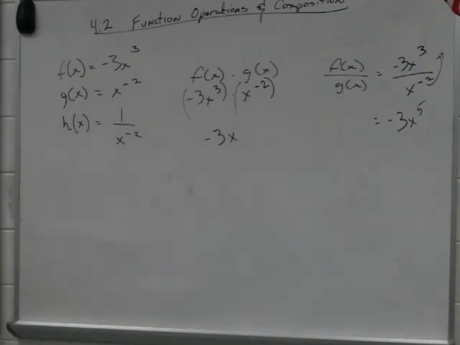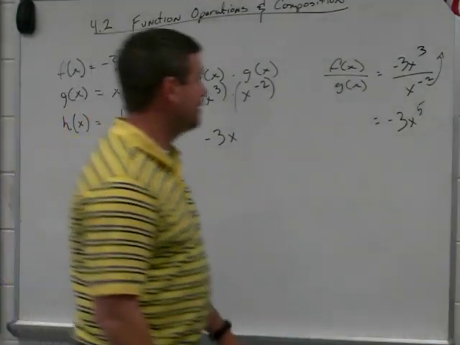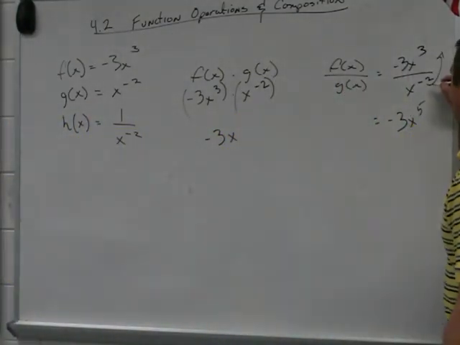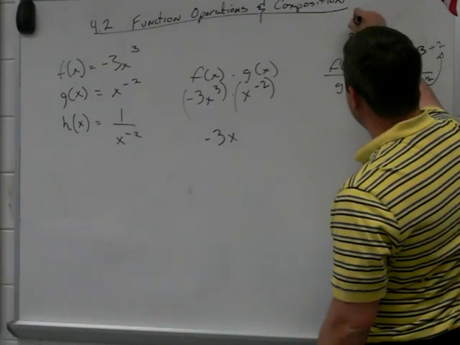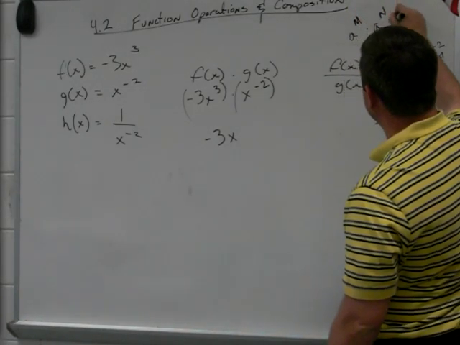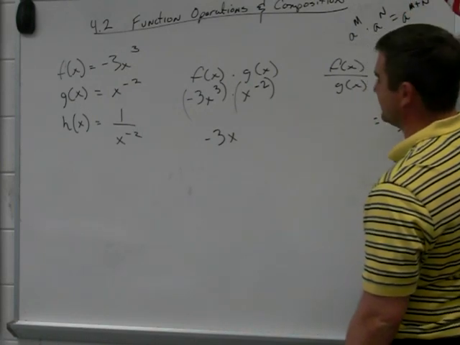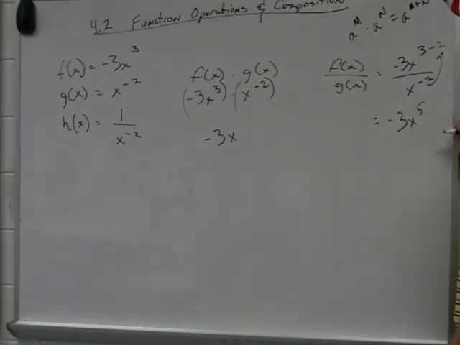When I bring up the negative 2, it becomes positive, so I add it. The rule is a to the m times a to the n equals a to the m plus n. That's your rule. It's the first rule in your chart.